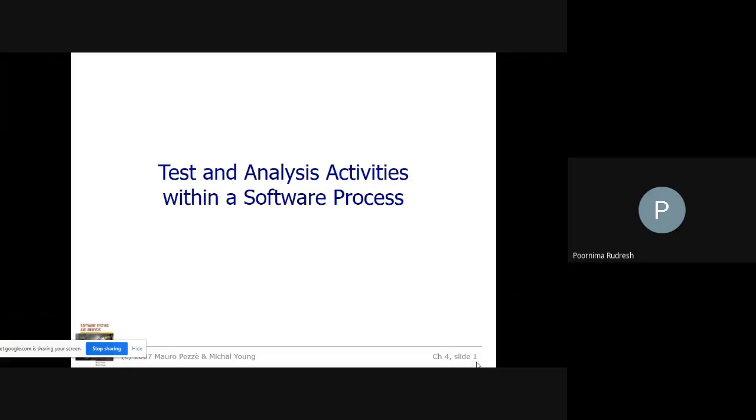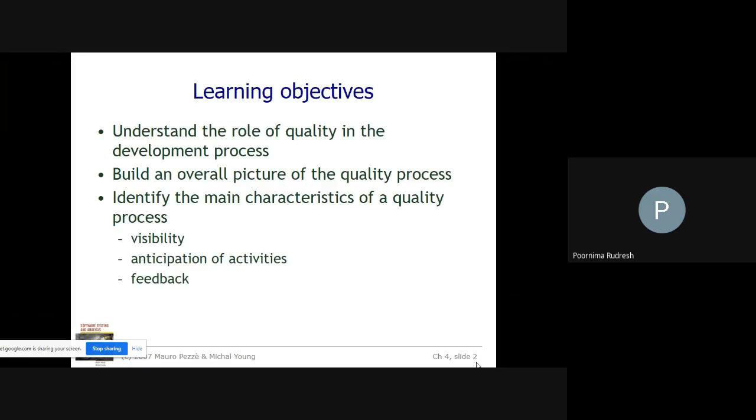Yes, ma'am. Okay, so it is the new chapter, test and analysis activities within a software process. In this chapter, you are going to study the role of quality in the development process, then building an overall picture of the quality process, then identifying the main characteristics of a quality process, such as visibility, anticipation of activities, and feedback.